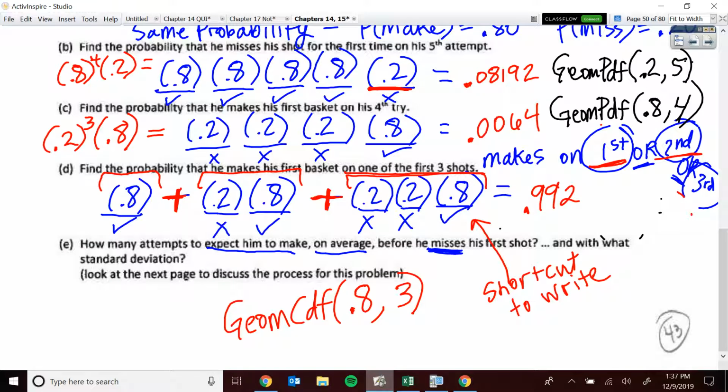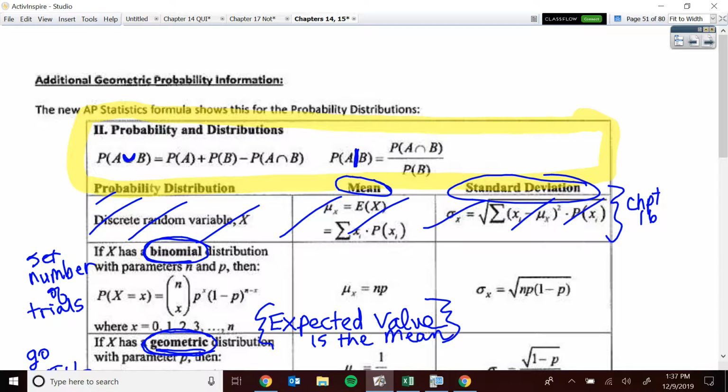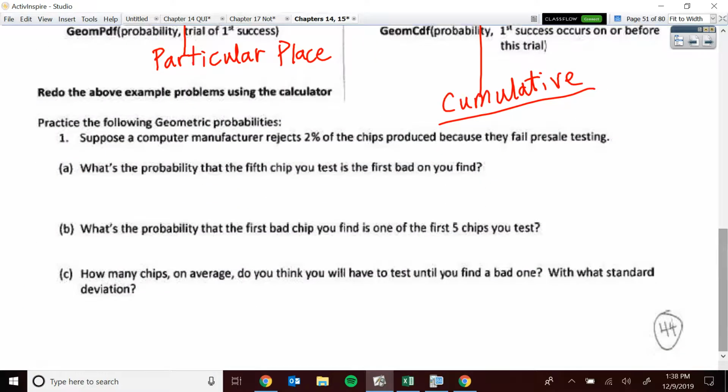Okay, we have just a couple of minutes. Let me have you try these. See if you can do them at one per minute. Suppose a computer manufacturer rejects. Okay, do one per minute here.